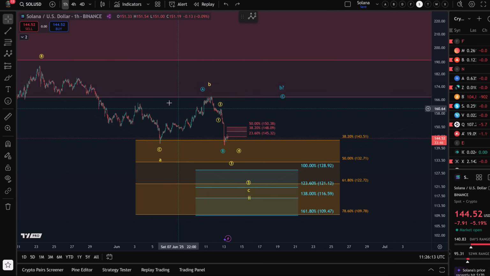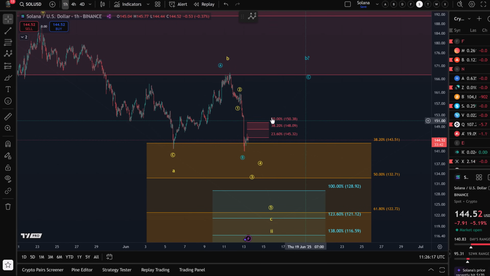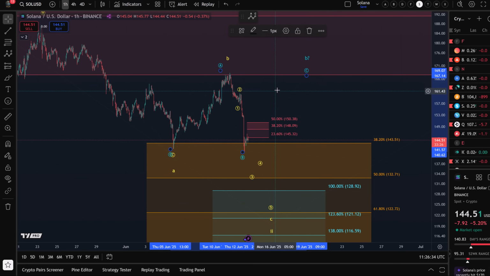This could be confirmed if we get a break above initial micro resistance, which is currently located between $145.32 and $150.38. This is the initial micro resistance zone. Taking that out would mean that the immediate impulse down is likely getting invalidated, and then this would shift probabilities to a wider B wave.